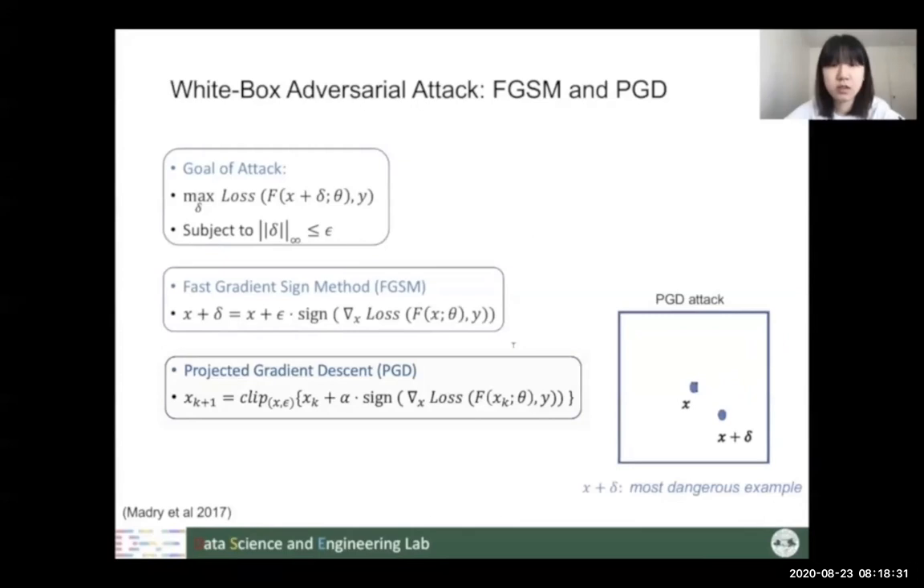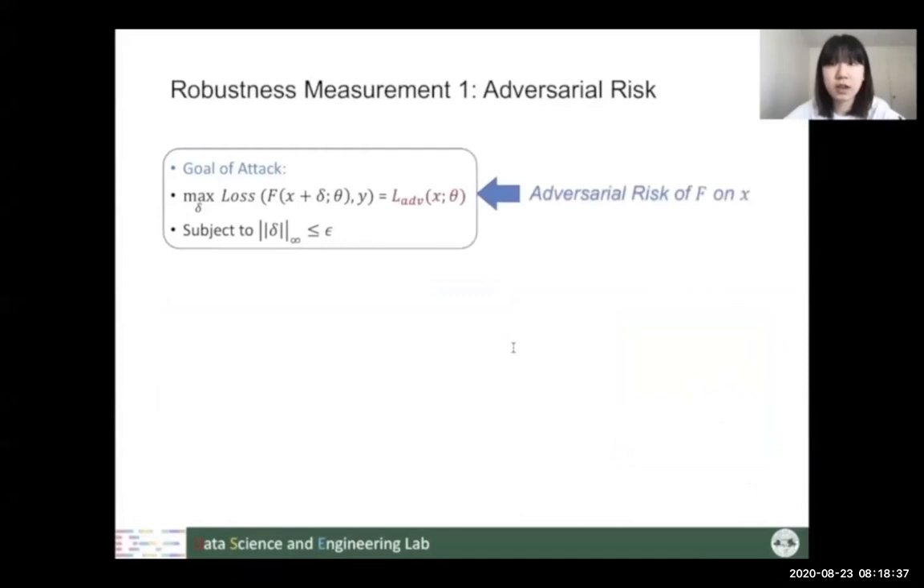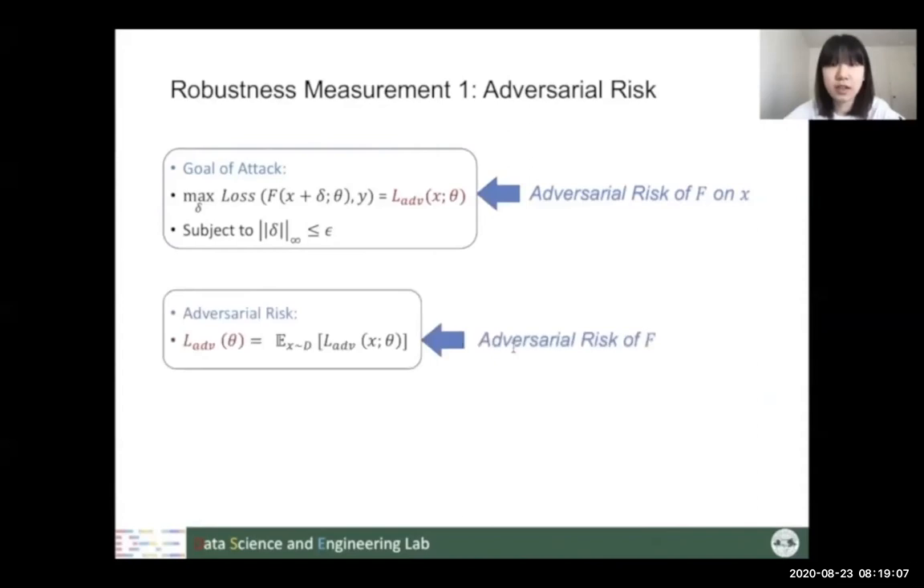From these two algorithms, we can see that they are actually finding a local maximum loss for all the points in the neighborhood of the original data point. You can imagine that the bigger the loss, the more likely the attack could succeed. So we define this local maximum as the adversarial risk of model F on the data point x. By calculating the average risk over the whole distribution, we can evaluate the overall robustness of this model. Also, this measurement of robustness can inspire us to design defending algorithms. For example, we directly optimize this term in order to improve model robustness. And we will cover more details in the next section, which is about adversarial defense.